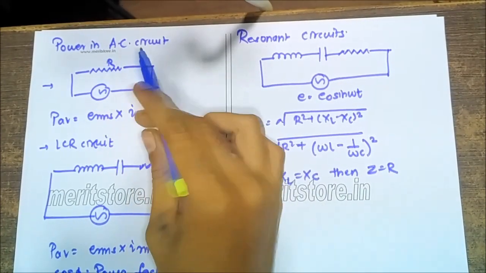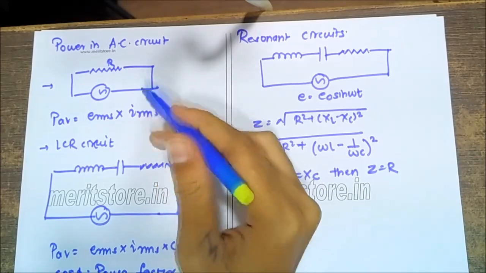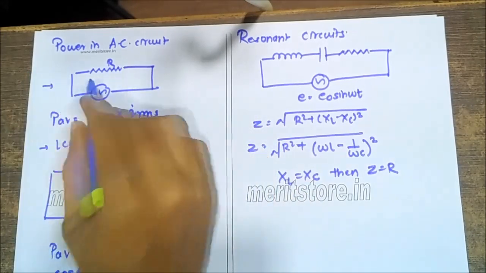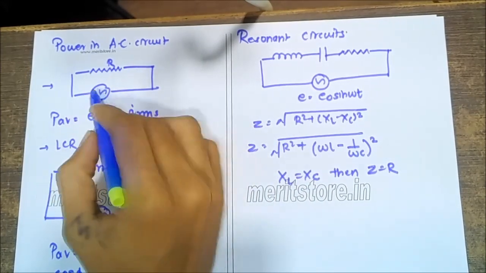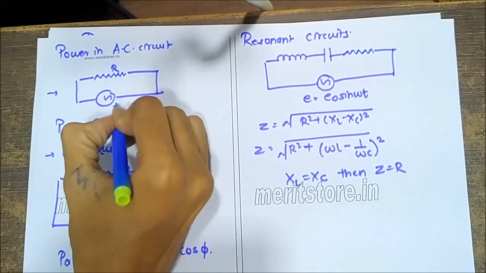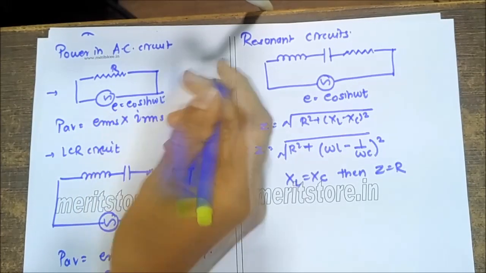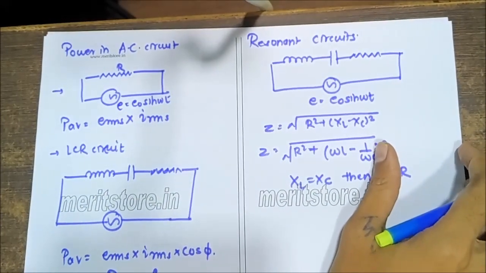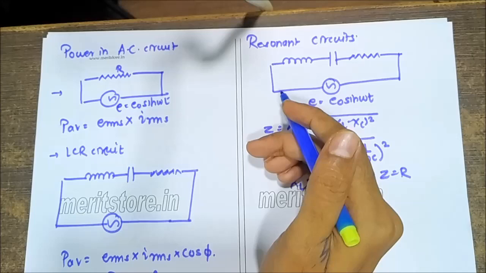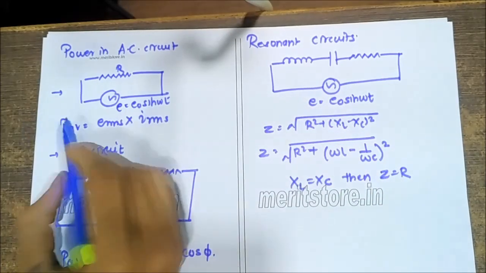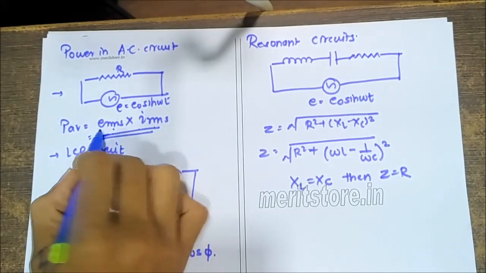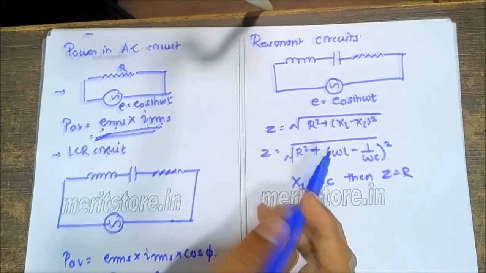Now we find the power in this AC circuit: the power in the resistance, and then the power in the LCR circuit entirely. First, the power in the resistance circuit. There is a resistor connected to an AC EMF, with voltage E equals E0 sin omega t. Whenever a resistance is connected, the current and the EMF are in phase and have the same frequency. As a result, the average power generated is the RMS value of the voltage multiplied by the RMS value of the current, that is E_RMS times I_RMS.